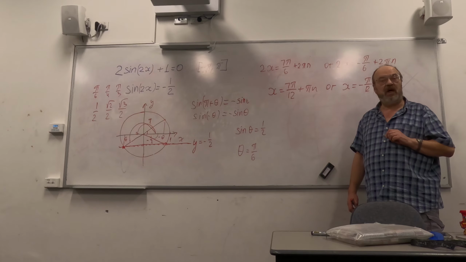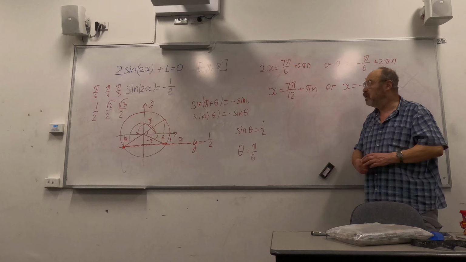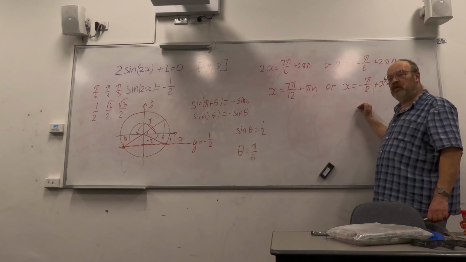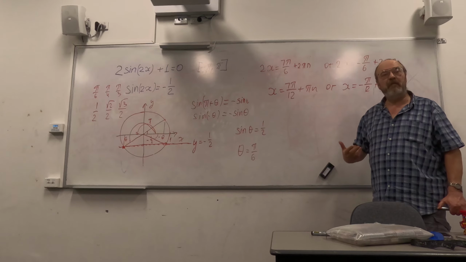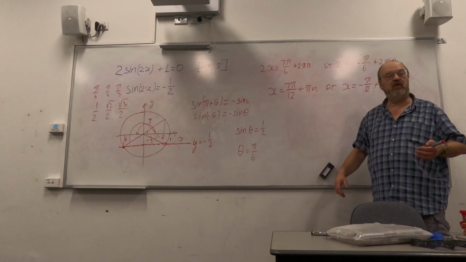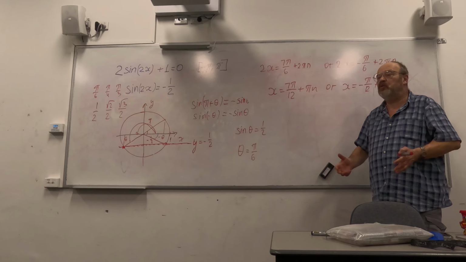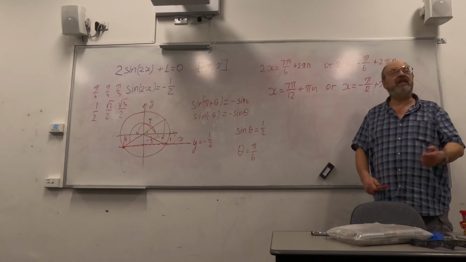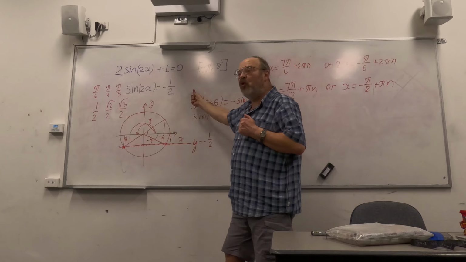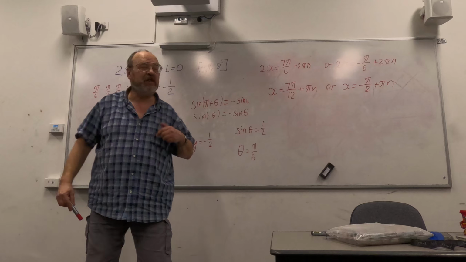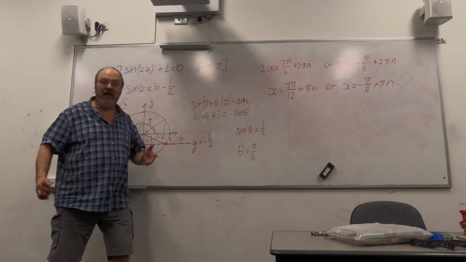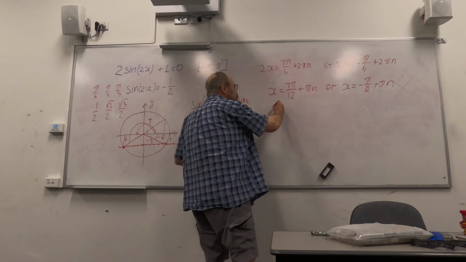Some questions might ask you to find the general solution. This is the general solution. It has infinitely many solutions, because we take n equals 0, plus or minus 1, plus or minus 2, and get infinitely many. But now we need to look at which of those infinitely many solutions fit into the given interval.